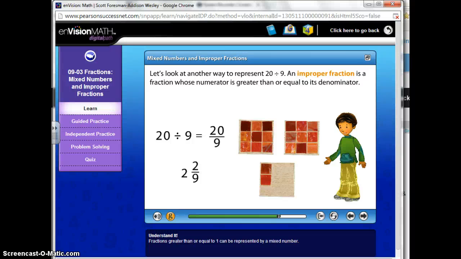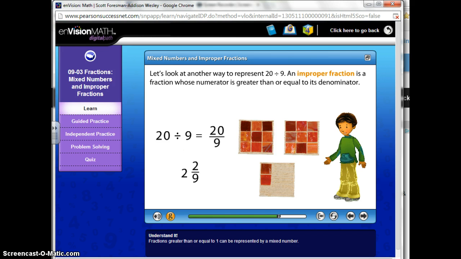So today we're going to go backwards. We're going to do the opposite of what we did yesterday. Yesterday we took improper fractions and we changed them into mixed numbers. But today we're going to do the opposite. Today's goal is to change mixed numbers into improper fractions.